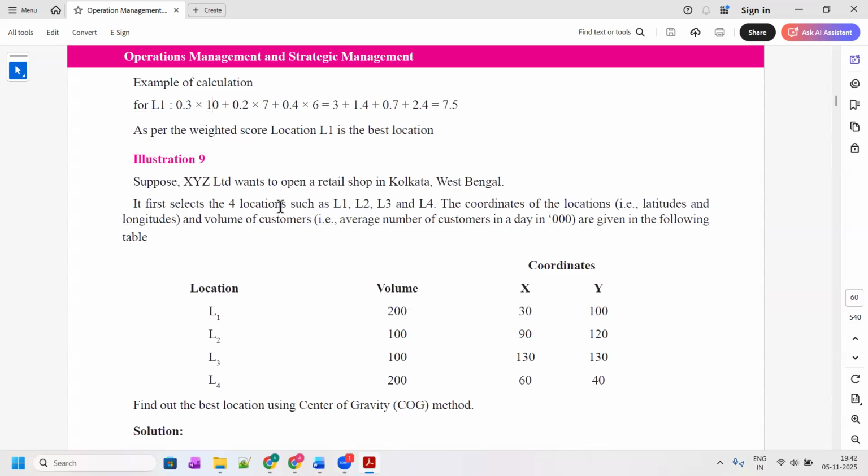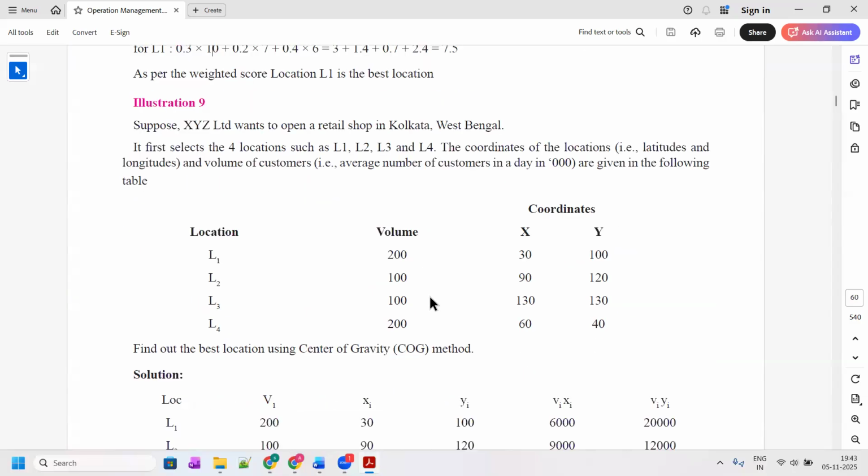Again, you can see another example. Suppose there is a company called XYZ that wants to open a retail shop in Kolkata, and they got four locations, L1, L2, L3, L4. They calculated the volume, and the coordinates of each location are given, latitude and longitude, along with the average number of customers in a day for each location.